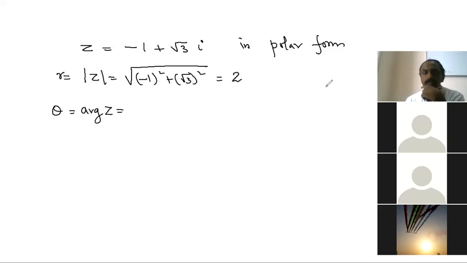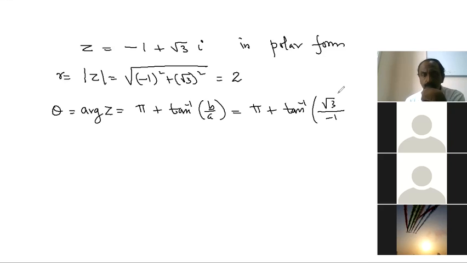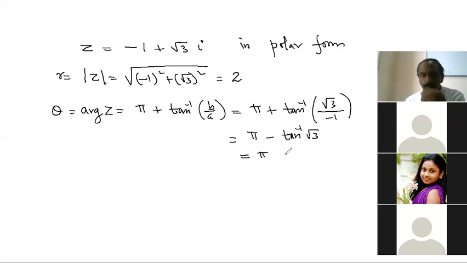Argument is, which quadrant is -1 plus root 3i? Second quadrant. In the second quadrant, the argument is pi plus tan inverse b by a. That is pi plus tan inverse of root 3 by -1. The minus comes outside, so minus pi by 3 because 60 degrees. So your answer became 2 pi by 3.